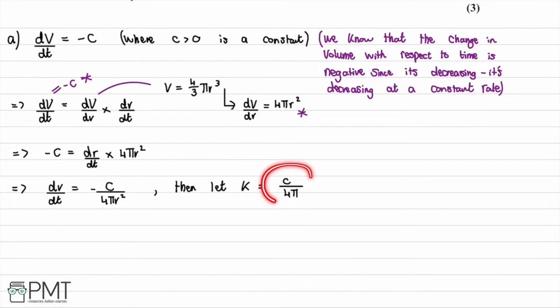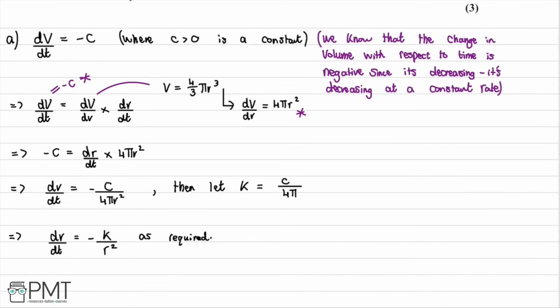And then what we can do is we can take this and substitute k into that place in our equation. Then what's this going to leave us with? It's going to leave us with dr by dt being equal to negative k over r squared. And looking back at the question, this is what we were after. So we'll just put in a little comment here as required, as we've now shown the result which the question asked us for.